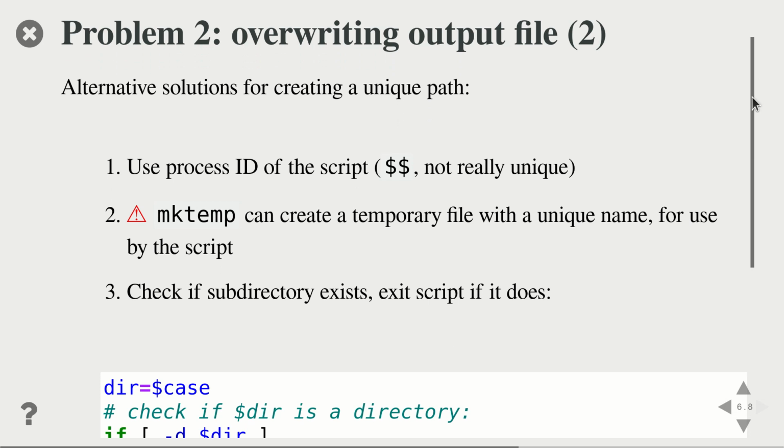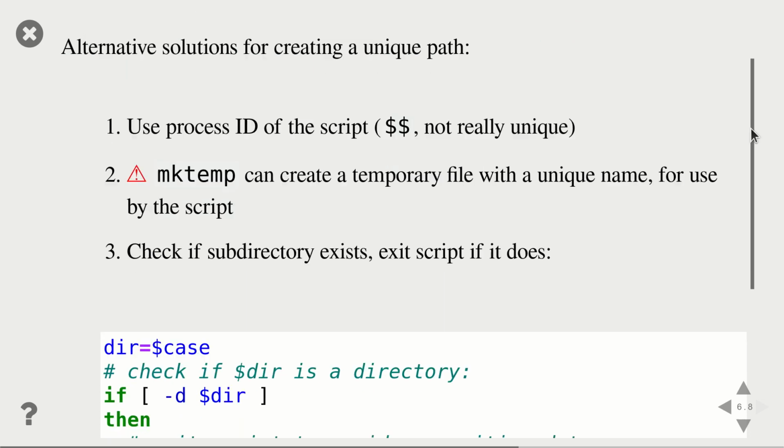You could use the fact that each process in Unix systems has a unique ID. So you could get that ID and create a unique name for a directory. The $$ represents that ID. The problem is if you restart the computer, the counting of processes starts anew. So that's not really unique. Then, of course, there's a special command that solves our problem straight away. It's called mktemp. It creates a temporary file, or in that case directory, with a unique name, so that we could use.